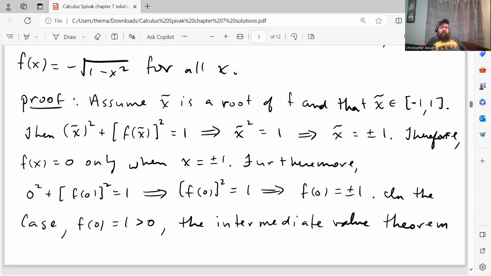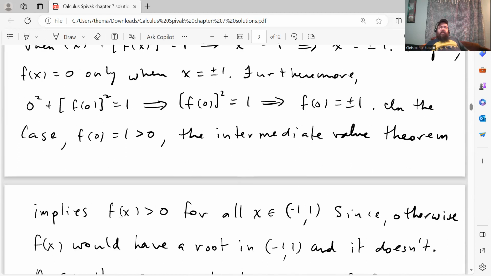Furthermore, if you plug 0 in for x, you get 0 squared plus f of 0 squared equals 1, or in other words, f of 0 squared has to be 1, which means that f of 0 can either be 1 or minus 1. Those are the only possibilities for f of 0. In the case where f of 0 is 1, that's obviously a positive number.